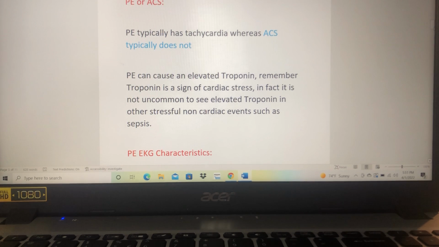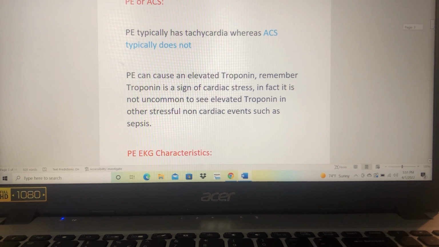But troponin levels. A PE can actually cause a troponin level, as can sepsis or dehydration or pretty much anything else that stresses the body out, because anything that stresses the body out stresses the heart out. So therefore, elevated troponin in this specific case is not saying 100%, oh, we have an AMI going on. It's saying we have cardiac stress going on, and we'll get into that a little bit later.